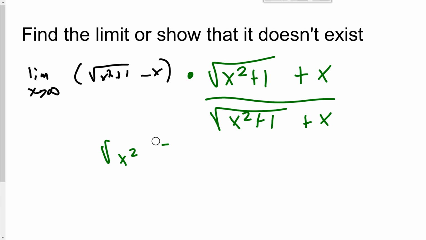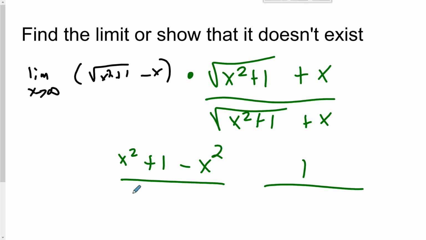Oh, that square root's gone. So we just get x squared plus 1 minus x squared. So that cancels out, and I just get 1 on top. And then on bottom, I have the square root of x squared plus 1 plus x.